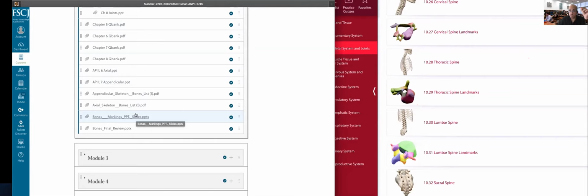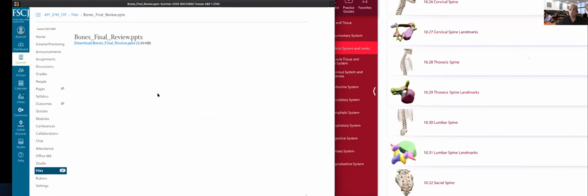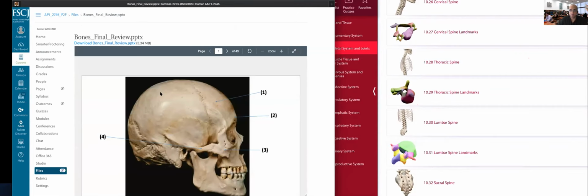Your lab assignment is a study tool, a practice tool, like the bones final review. It's not meant to substitute the list and the PowerPoint. It's not meant to substitute them.